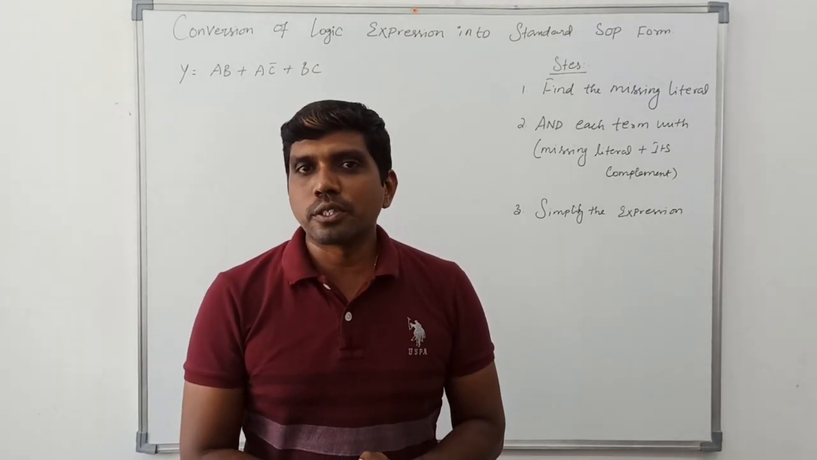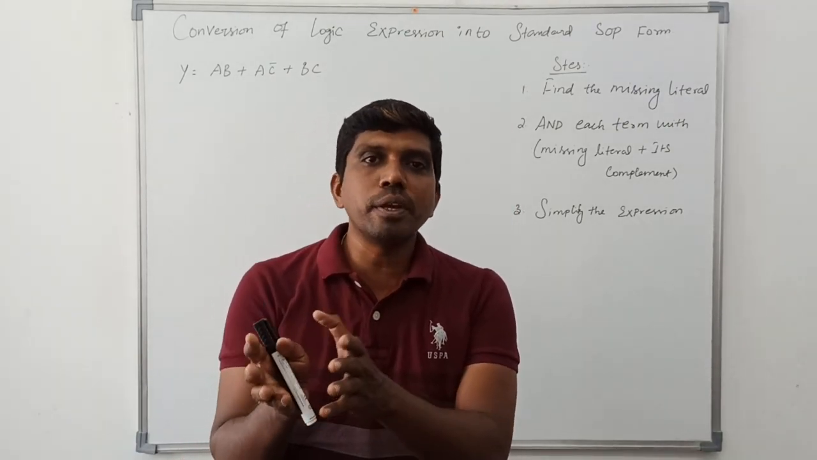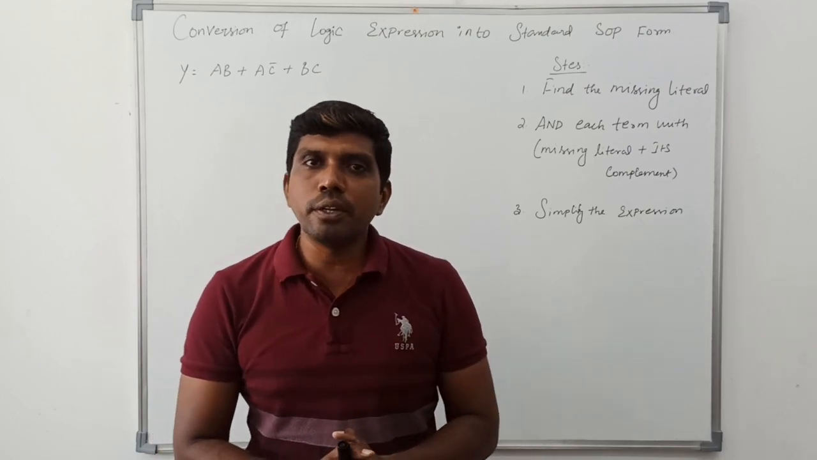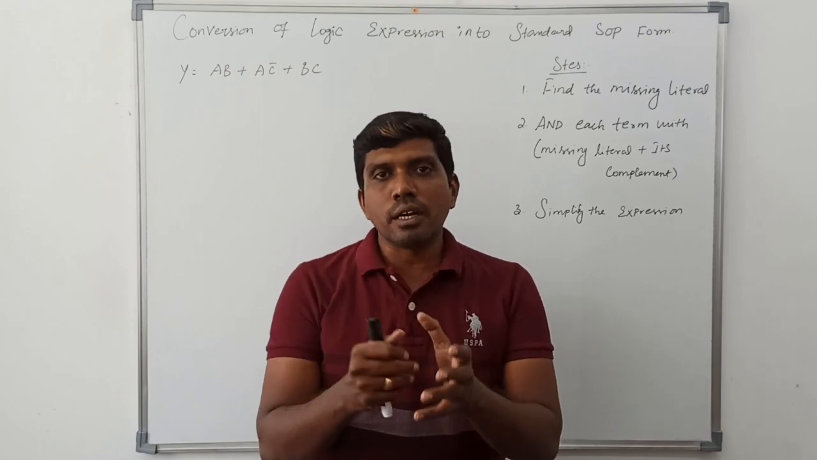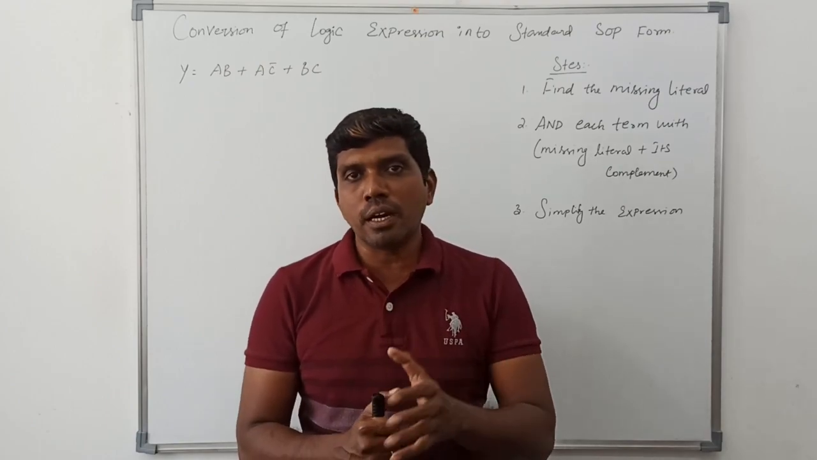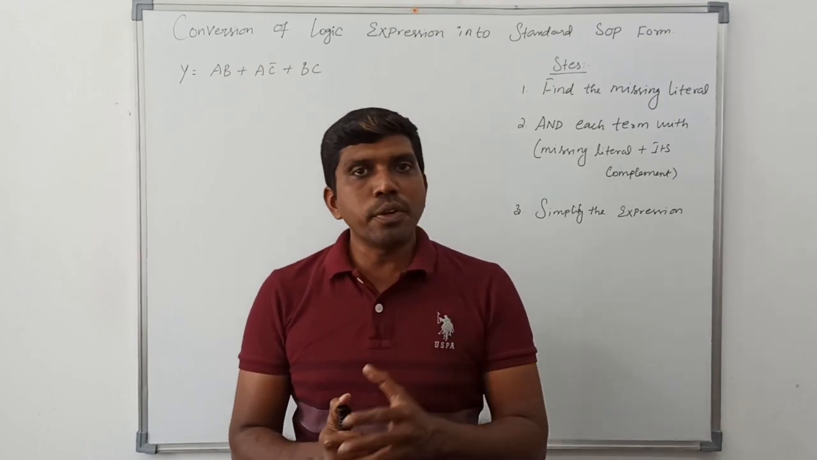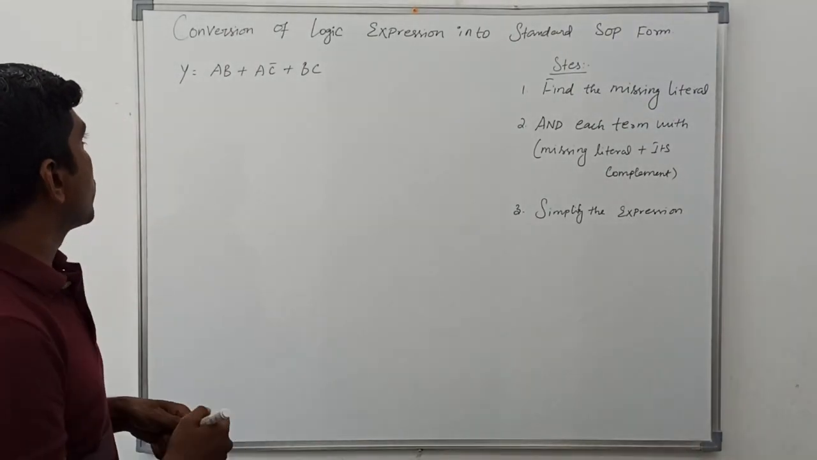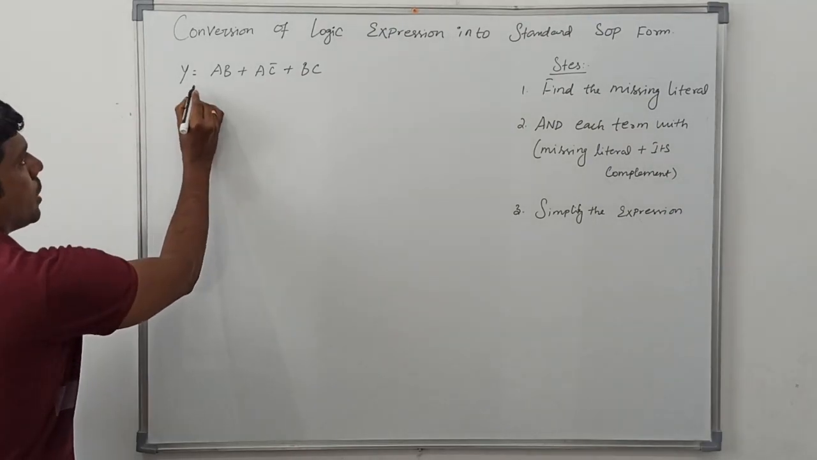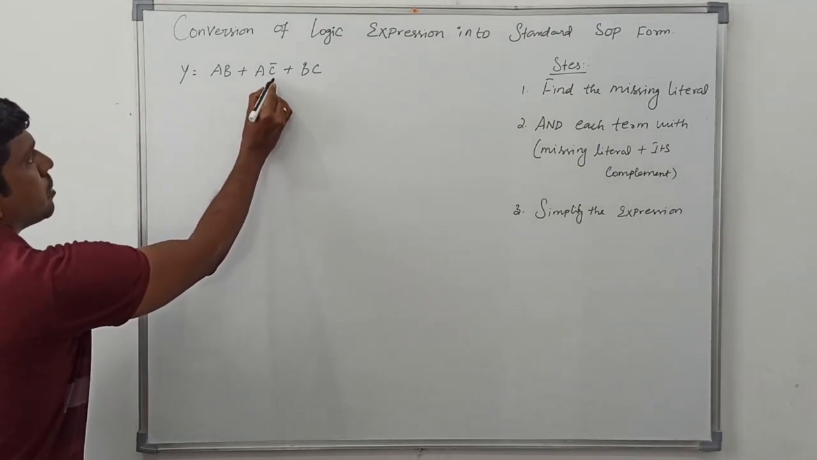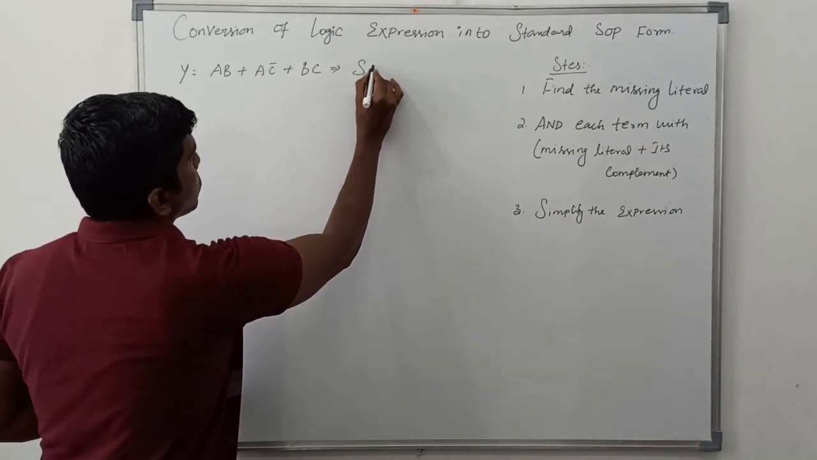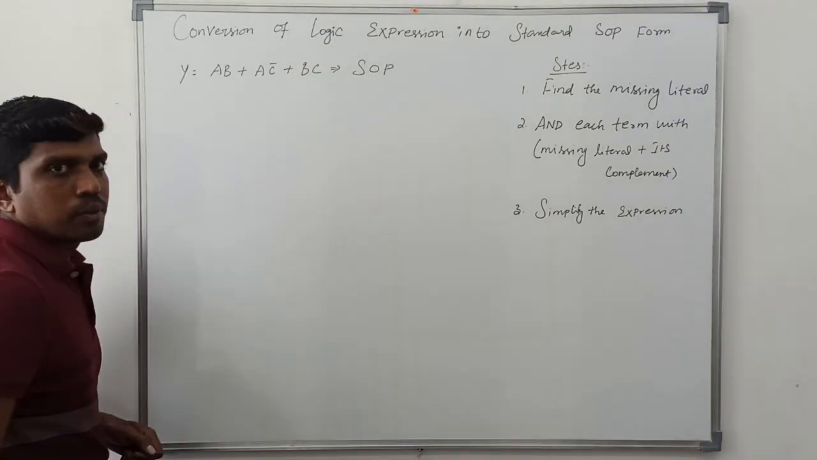Today's class I am going to discuss how to convert SOP into standard SOP form, or canonical form. In the previous video we discussed POS and SOP, and standard SOP and standard POS. If you need it, kindly refer to that video. Now we move on to the session. Here the problem is y equal to AB plus AC bar plus BC. This expression comes under SOP, sum of product.